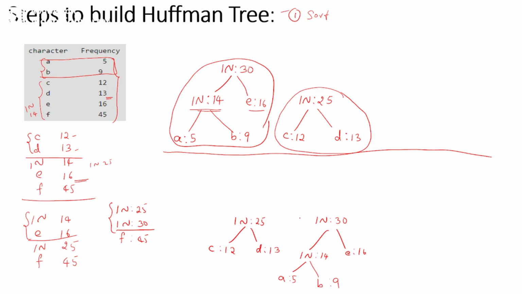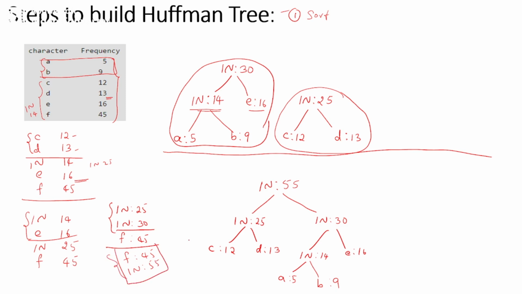So now I am going to connect these two. I am going to get one more inner node with the value 55. Sorry, I need to get one more inner node value 55, right? So this is my tree structure now. Now I need to rewrite my table. So F45 is pending and inner node 55 I have. So this is my new table.